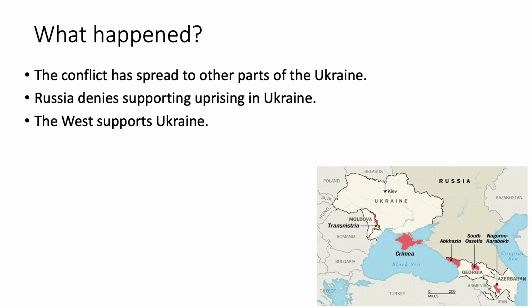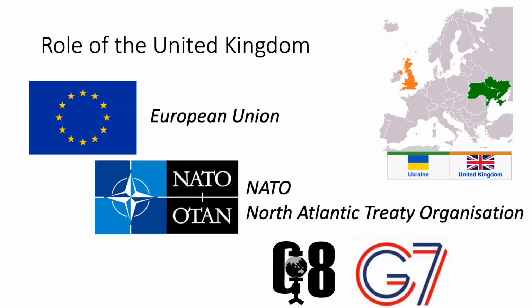Now, the exam board asks you to think about the role of the United Kingdom as a member of different organisations. So the United Kingdom is a member of the European Union, or certainly was a member of the European Union in 2014 when this took place. The United Kingdom is a member of NATO, the North Atlantic Treaty Organisation, and it is also a member of what was known as the G8, but now known as the G7, the Group of 7 countries.